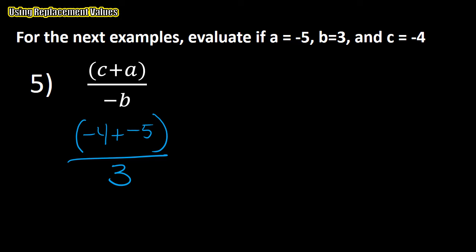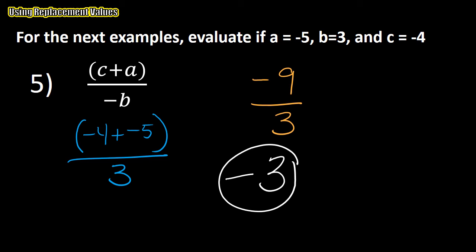So I have negative 4 plus negative 5 is negative 9 over positive 3. And a negative divided by a positive is going to give me a negative number. And 9 divided by 3 is going to give me 3. So I have negative 3 after I do my replacement values and then do the order of operations one step at a time.